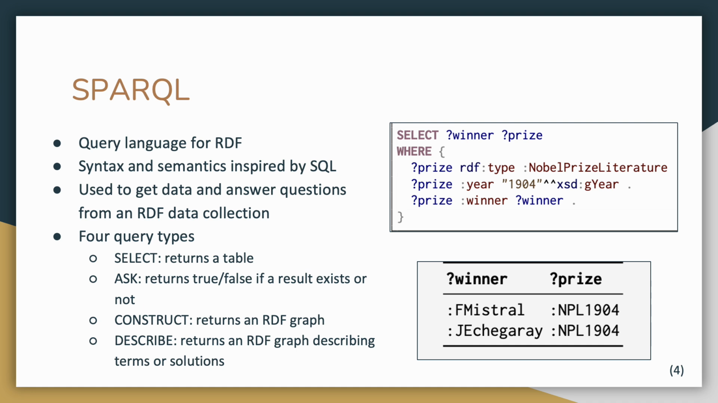There are 4 different query types: select, ask, construct, and describe. And this example shows you what a select query would return when you're querying a data set of Nobel Prize literature winners and you're wanting both the name and a very specific year, and you want all of the winners for that year.